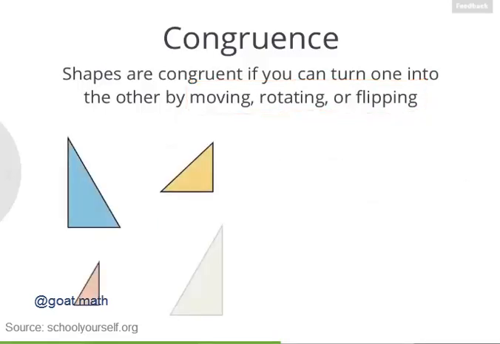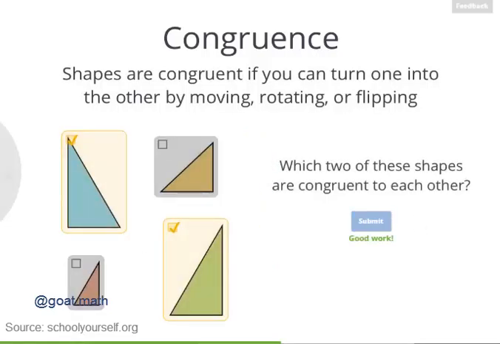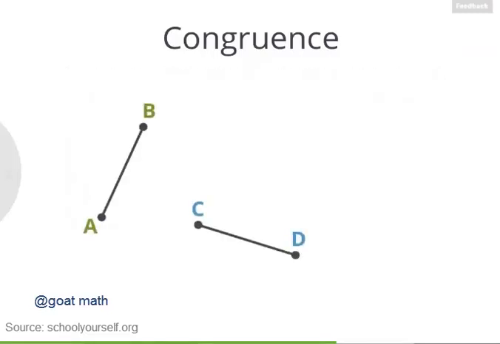So try another example. Of these four triangles, which two are congruent? Right, so these two triangles are congruent. You can see that by moving them and then flipping one of them. Let's finish this lesson with some notation.